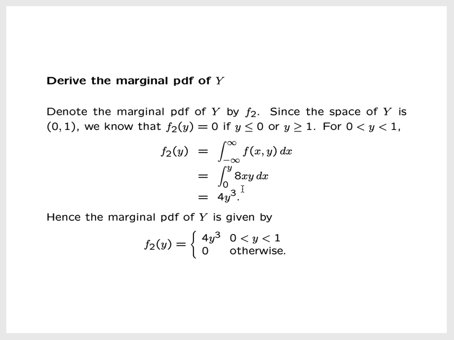All right, and over that interval, the expression for the joint PDF is 8xy. We can integrate that, and I've skipped a few steps there, but that evaluates to 4y cubed. So putting these two results together, we get the fully specified expression for the marginal PDF of y being equal to 4y cubed for values of y between 0 and 1, and 0 otherwise.